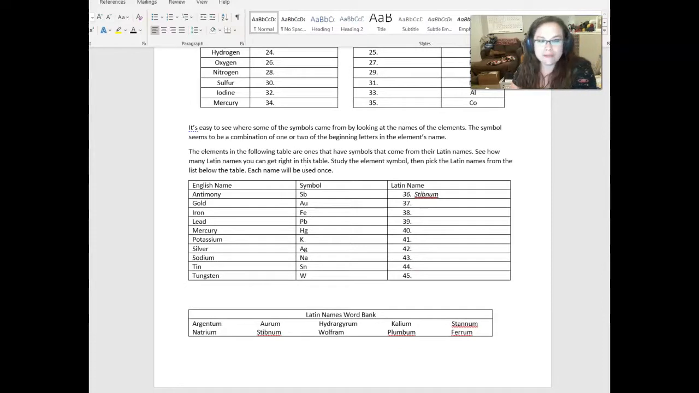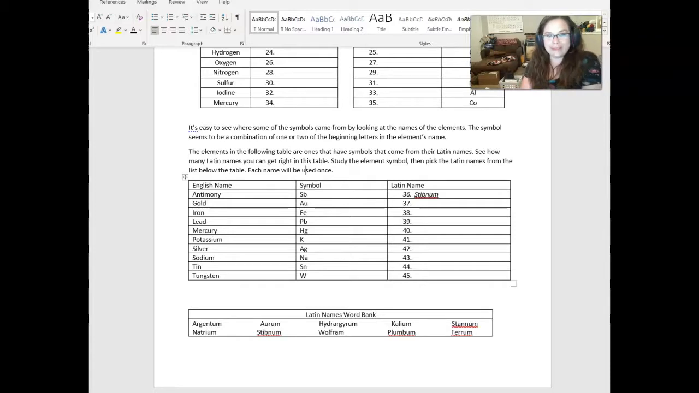The elements in the following table are ones that have symbols that come from their Latin names. See how many Latin names you can get right in this table. Study the element symbol, then pick the Latin name from the list below the table. Each name will be used once. So I did the first example for you.